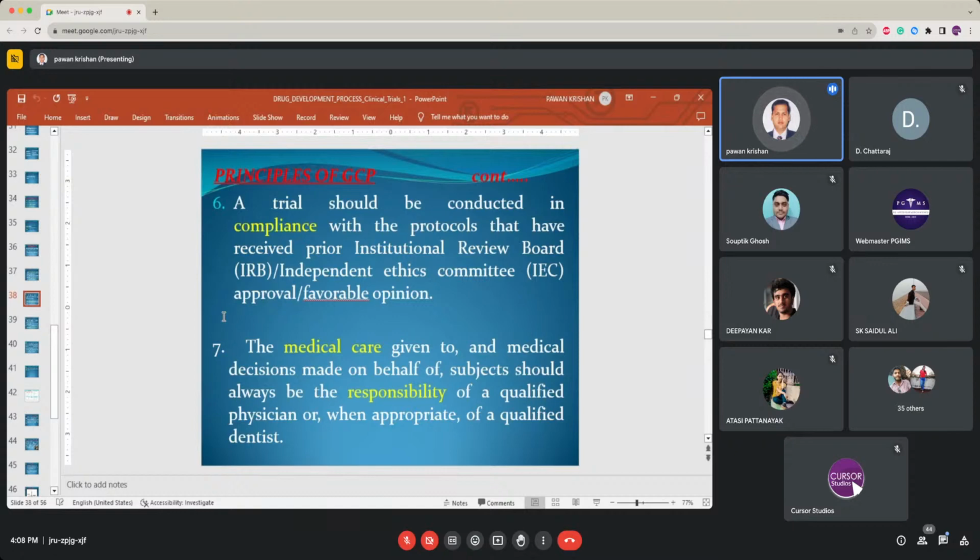So whatever is there, in case of animals, you have an ethics committee called the Institutional Animal Ethics Committee. In case of humans, it's called the Institutional Ethics Committee or Independent Ethics Committee. So there are two ethics committees in a society or institution. One is the Animal Ethics Committee and the other is the Human Ethics Committee. The medical care given to the subjects should be of equal or high quality as given to normal patients, and is the responsibility of the physician.